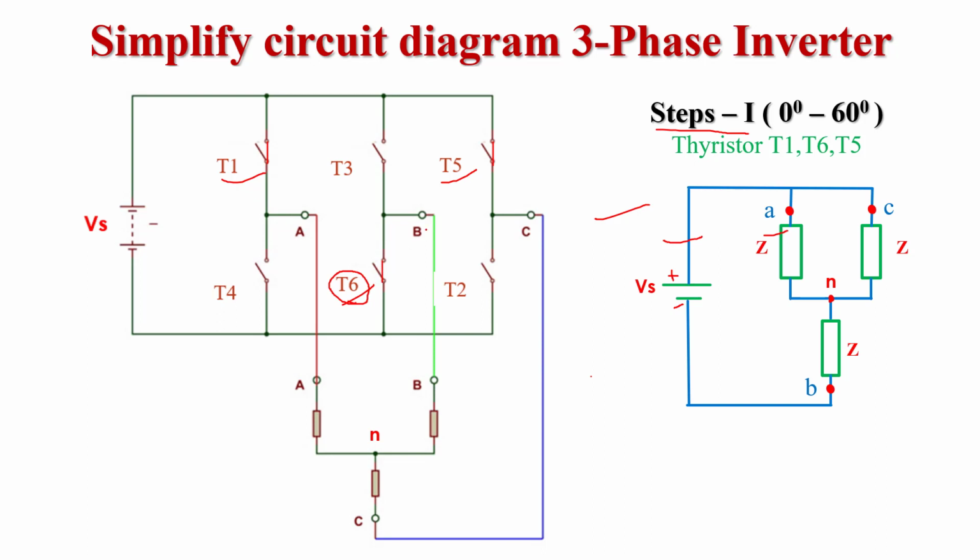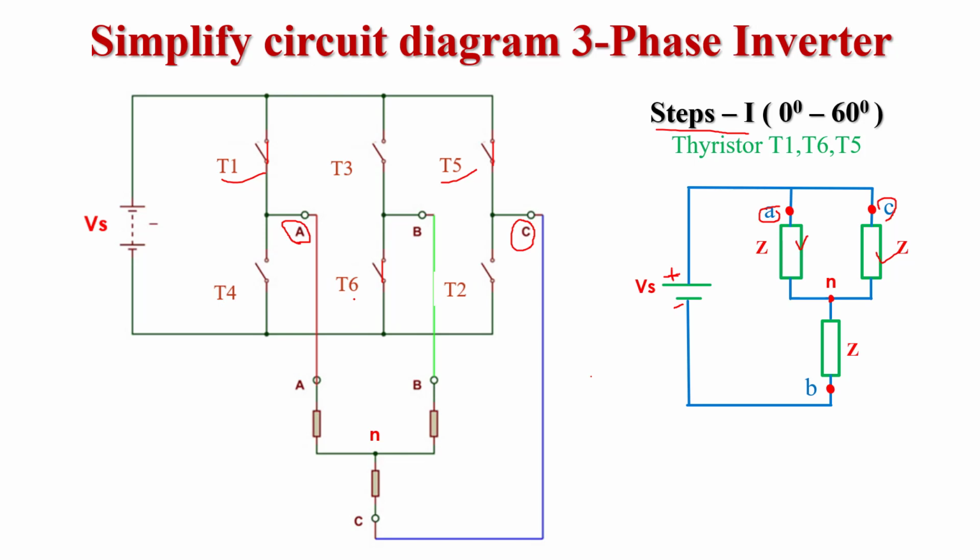With the help of this circuit, we draw the simplified circuit diagram. So how do we draw this simplified circuit diagram? Here we see T1 is connected from phase A, T5 is connected from phase C, and both are parallel to each other. Both are positive group thyristors, so they are connected to the positive terminal of the supply voltage.